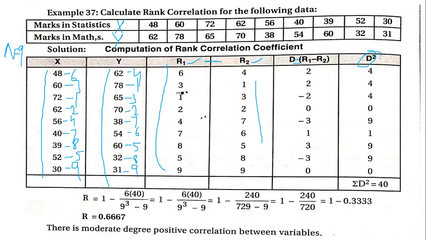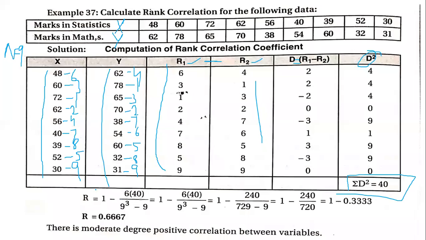Okay, so once you square the values here, you will be able to get the total of sigma D square. So sigma d square is equal to 40. This is the total that we have got. Now once you get the sigma d square value and you also know the value of n, you can apply that in the formula to find the r value.